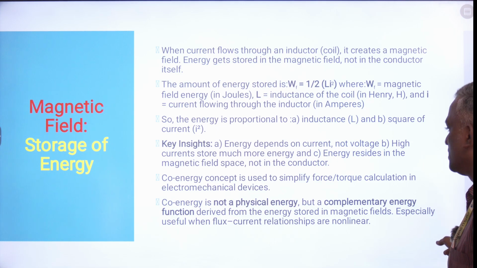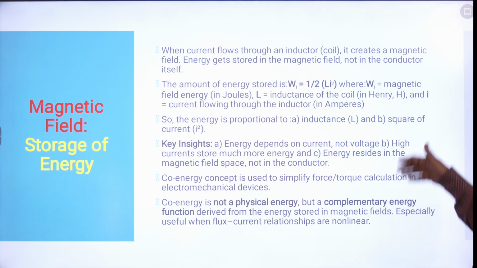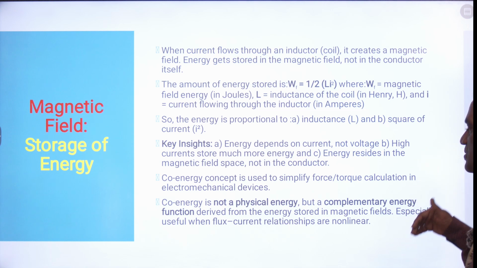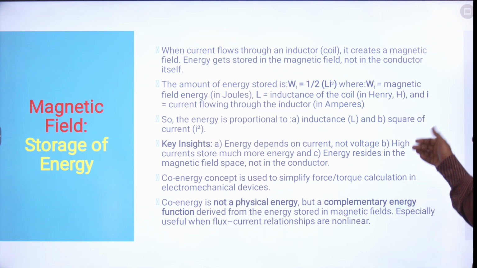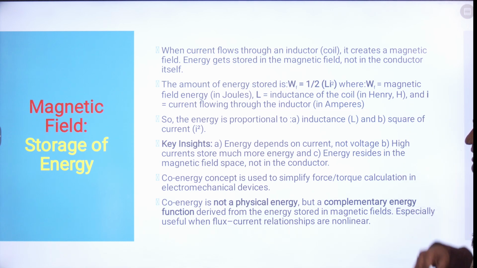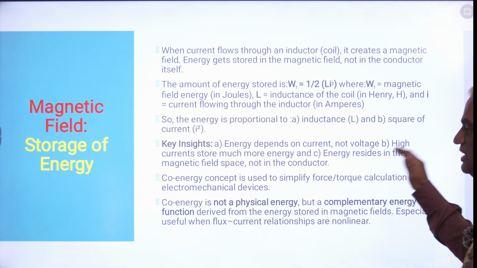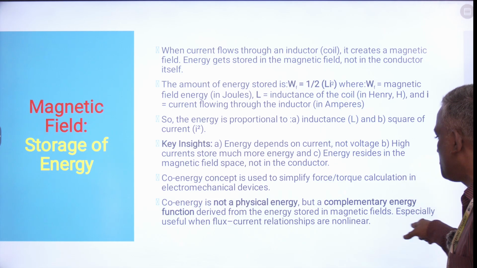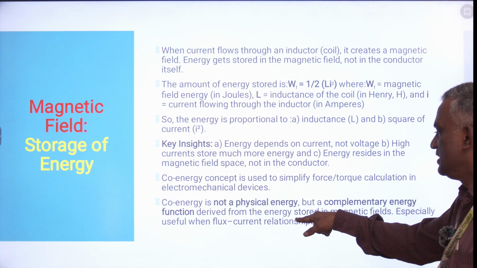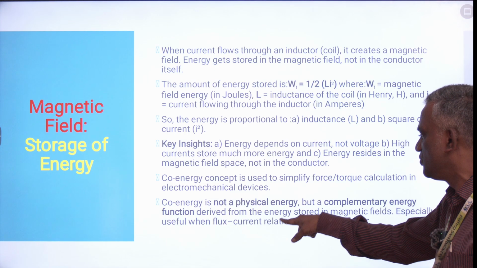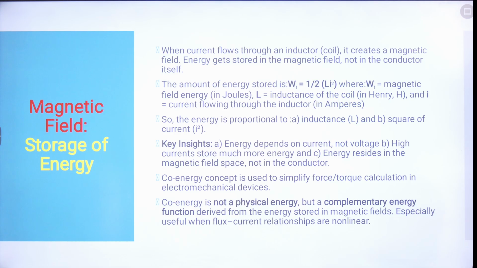For example, the motor, right? So this is the energy. We had seen two energies here. One is field energy, which has been stored in the field itself, and another is co-energy, which is associated with the field energy. And the last point that is very important is that it is especially useful when flux-current relationships are non-linear.